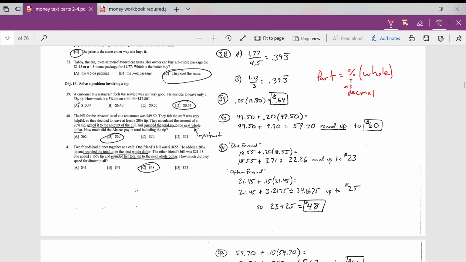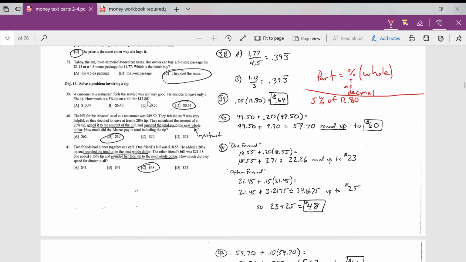Number 39, a customer at a restaurant feels the service was not very good. He decides to leave only a 5% tip. How much is a 5% tip on a bill for $12.80? So we need to figure out, let me draw a line here, what we're actually figuring out here is 5% of $12.80. So this goes back to our percent problems. After the word of is the whole, which is $12.80. We want to find a percent of that. So we're going to take percent times the whole.